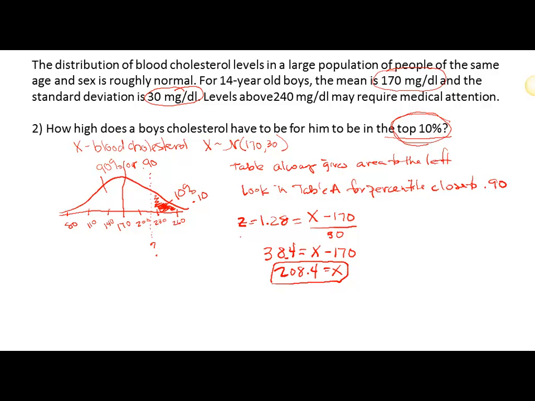And that's my answer. To be in the top 10% of boys, you would have to have a blood cholesterol level of 208.4 or higher. Of course, I'd always write my sentence stating my conclusion. So, boys with cholesterol of 208.4 or higher are in the top 10%.